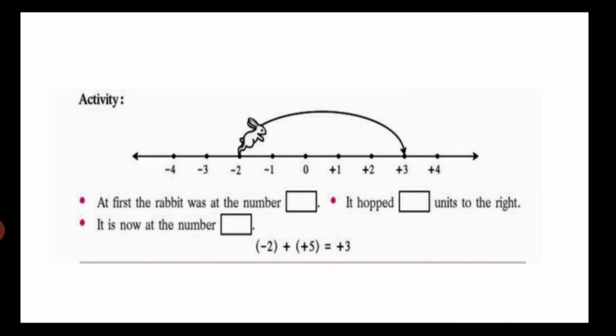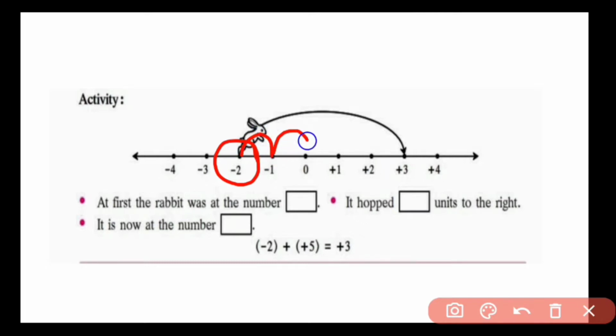At first, the rabbit was at the number. Let us see at which number the rabbit is there. -2. Now it hopped dash units to the right. How many units? Let us count the units. 1 unit, 2 units, 3 units, 4 units and 5 units. So it hopped 5 units to the right. Now it is at the number. Which number it is there? +3. What does it mean? It means that -2 plus +5, answer is +3.